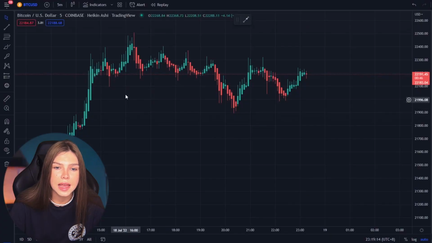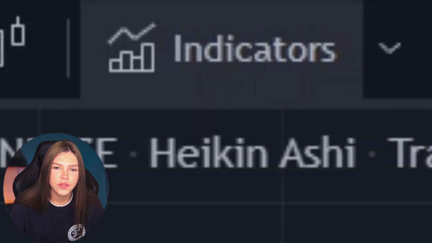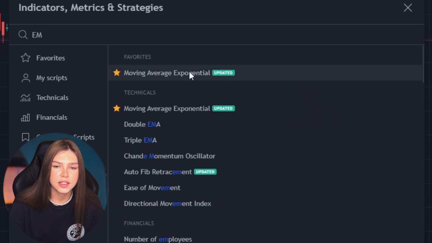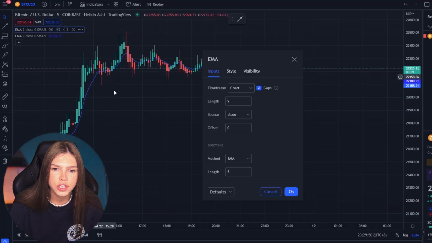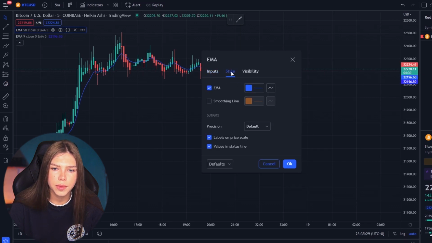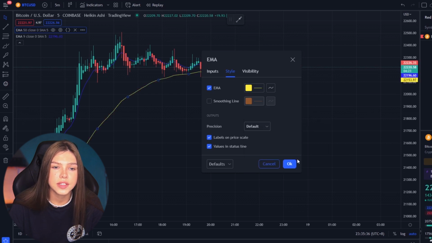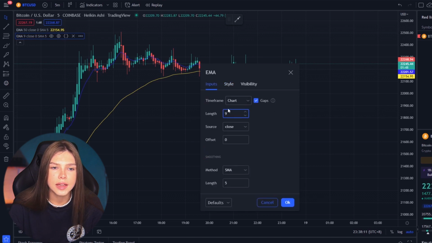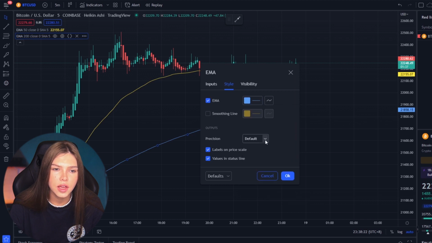The next step is adding indicators to the chart. Click the indicator button in TradingView and search for EMA. Then click the moving average exponential indicator twice. Go to the settings for the first EMA, change the length to 50, and change the color to yellow. You can pick any color, and I prefer to make the line a bit thicker. Now go to the settings for the second EMA and change the value to 200. I prefer to use a blue color for this one and a bit thicker line, just like this.